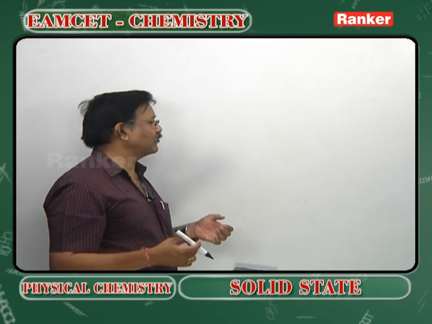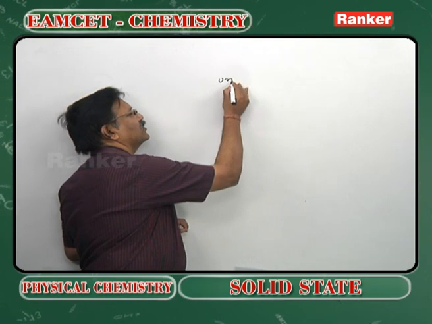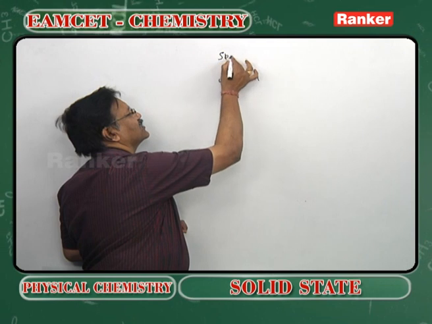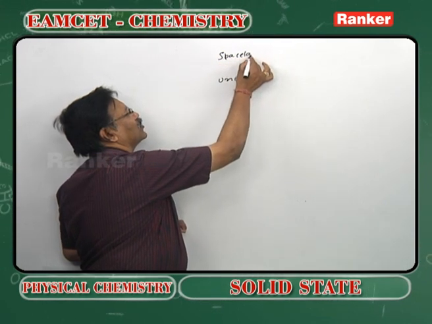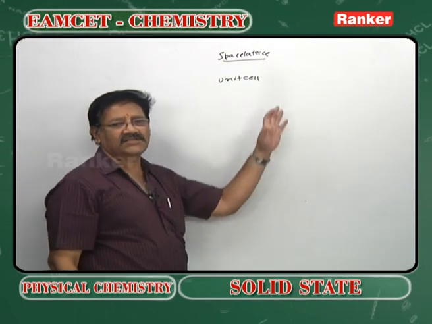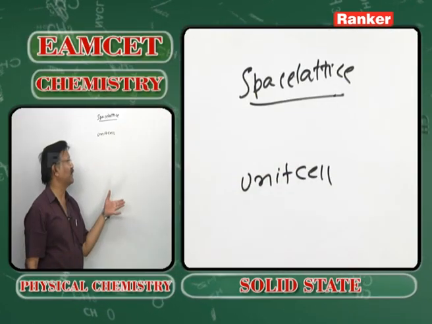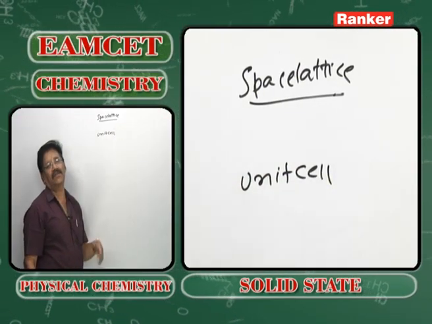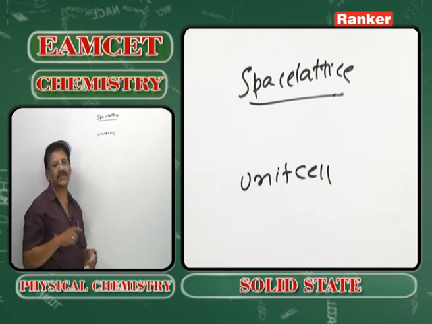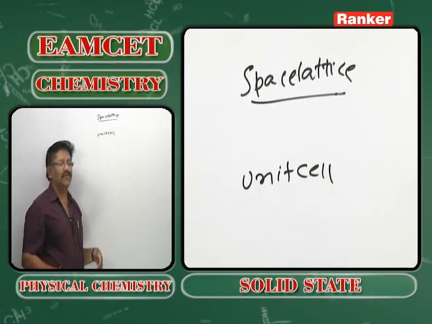next we have to go to the unit cells and space lattice. What do you mean by space lattice? The pattern of arrangement of the particles in 3-dimensional region or 2-dimensional region is called space lattice. And unit cell, what is unit cell? The smallest geometrical portion which on repetition generates the entire lattice is called unit cell.